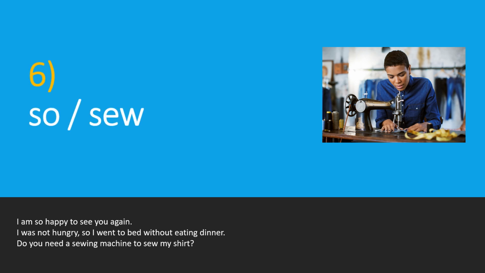And the last one, so and sew. So it's not su, it's so. The first so has different meanings, but two important meanings. One is as a result or therefore. For example, you say, I was very tired, so I went to bed early. Also, so means very. I'm so happy, I'm so hungry. But sew, the second one, is a verb, and this is what this person is doing in the picture. So this person is sewing by using a sewing machine.